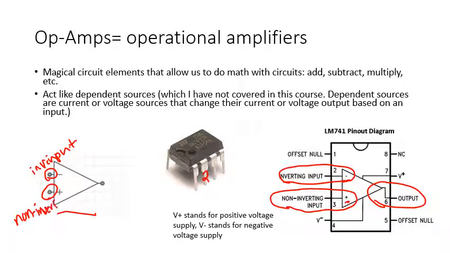I know that's kind of annoying. It's like unsweet tea. It's named by what it isn't. It doesn't invert a sign. And then we have our output is the point of the triangle.